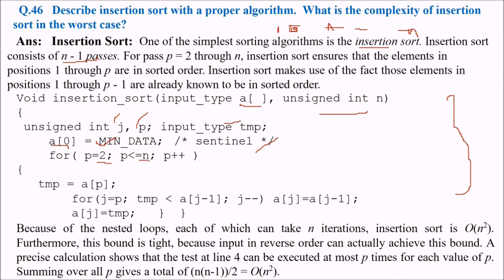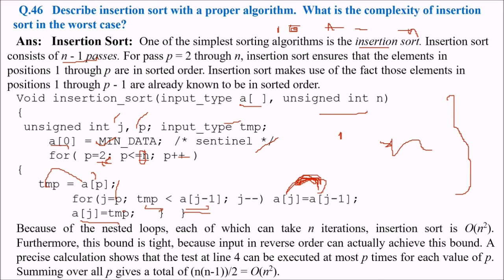We go from 2 till n, and for every value we start from p and go up to aj-1, and we exchange aj with aj-1. After this exchanging, we again check whether we have reached the end or not. Every time the position p comes, we assign it to temp and we move temp to aj-1 till the point we reach the end.